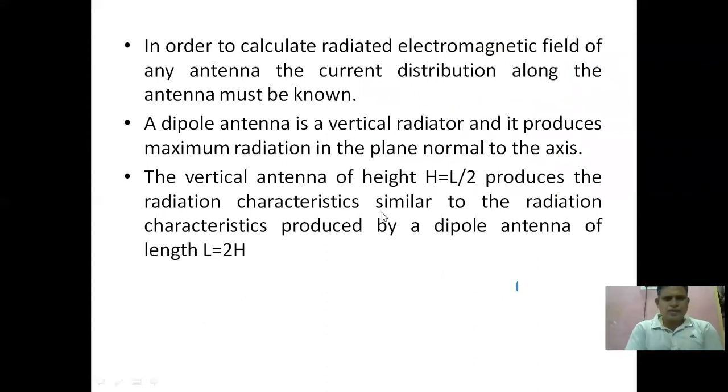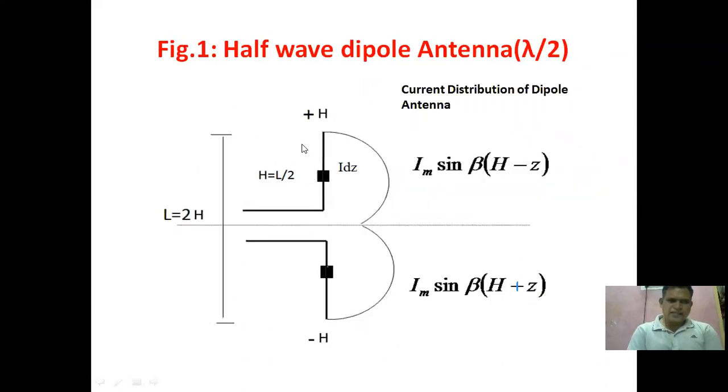Here the dipole antenna is a vertical radiator and it produces maximum radiation in the plane normal to the axis. What is the axis? This is the axis. Maximum radiation is normal to this axis. In some textbooks you can see the current distribution is continuous and you get the maximum here; in some textbooks you'll get it like this. Don't worry, both of them are correct. Here the length of this antenna is capital L, that is equal to 2h, and the length of this half is h, and the length of this half is also h.